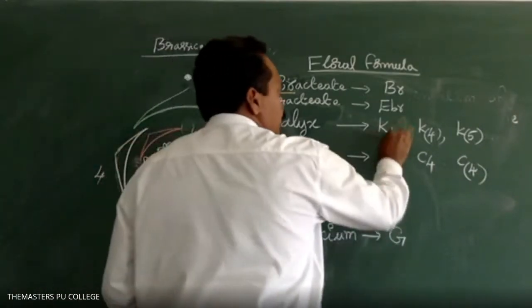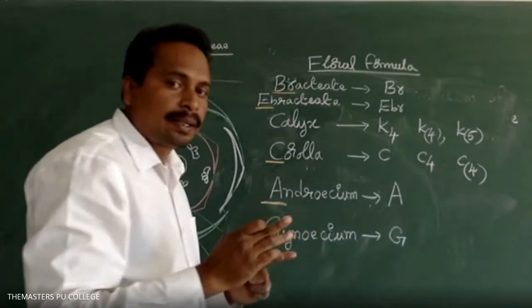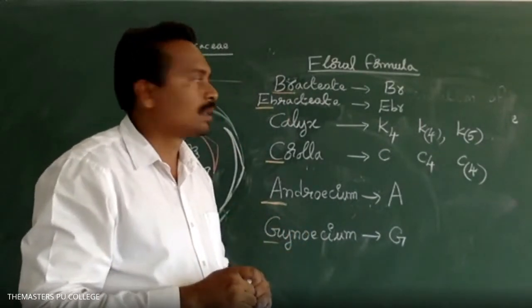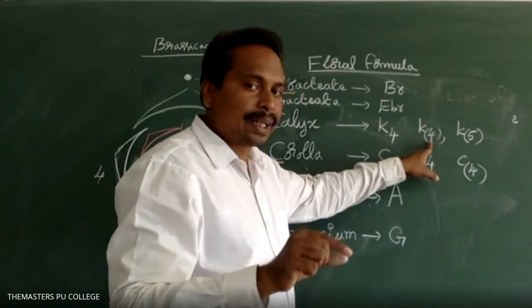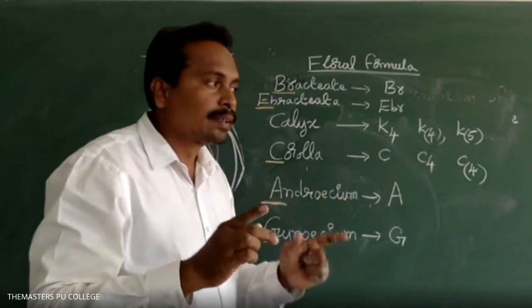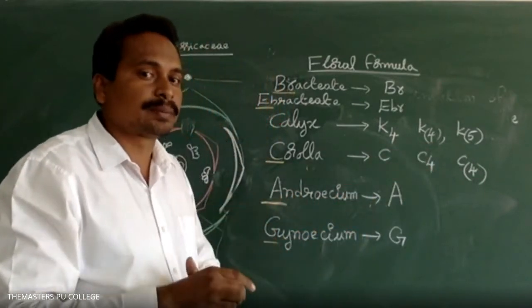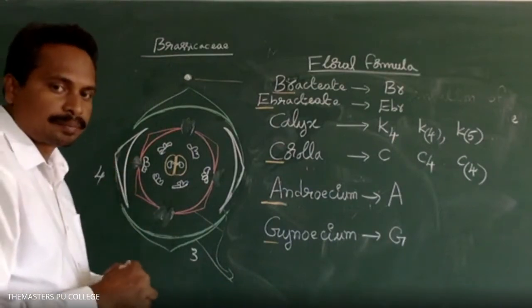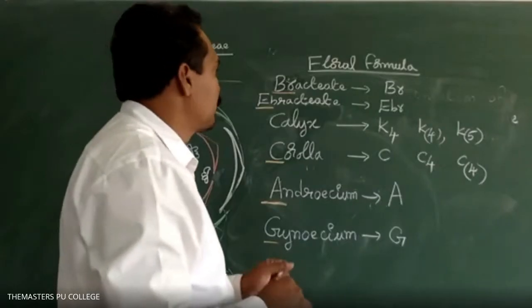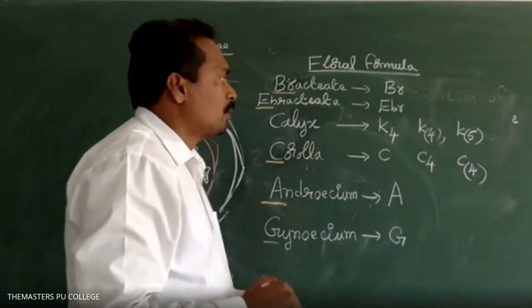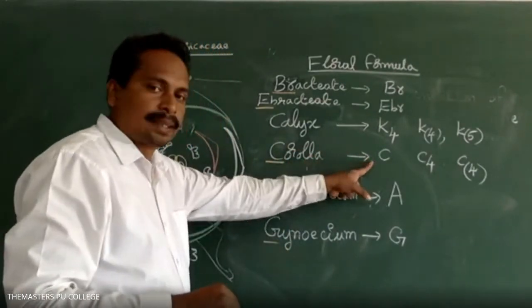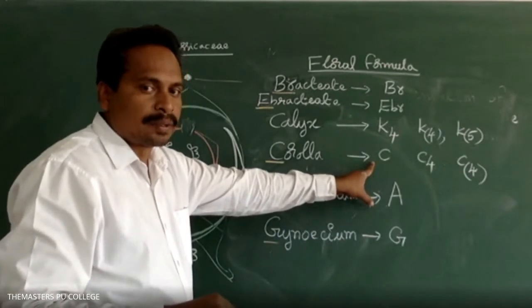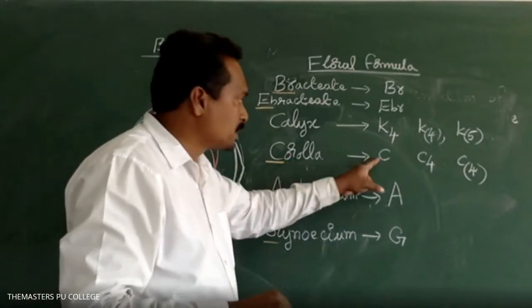So K4 without bracket indicates free sepals. K4 within the bracket indicates fused sepals. Sir, here in mustard, is it fused sepals or free sepals? Free. Right. Corolla. The C represents petals, corolla.